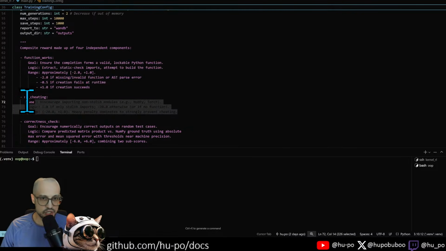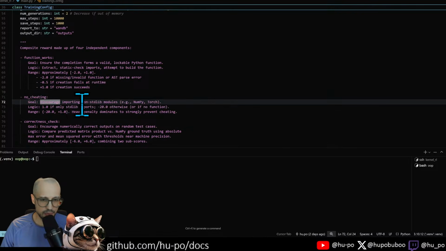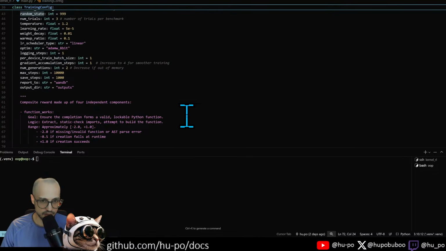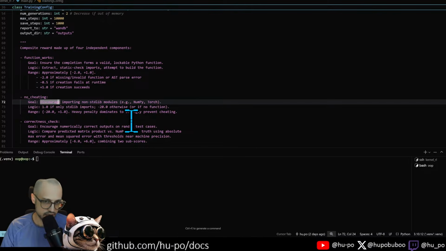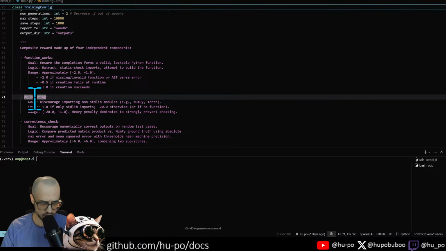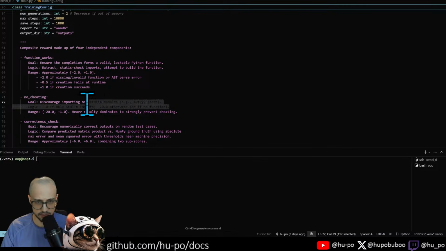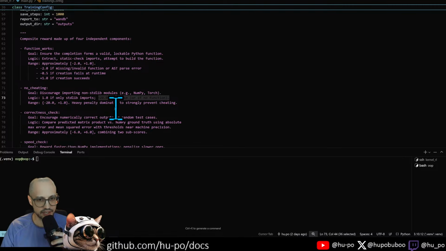You have, for example, no cheating. So discourage importing non-standard lib modules. So basically what ends up happening is that the model tries to be a little clever. It tries to basically cheat or find a way around the specific requirement that you've given it, and it says, okay, well, I can just import a NumPy matrix multiply and then just use that. So we have this term in our loss function that basically says -20 points if you import torch or NumPy and then just use that one, right? Heavy penalty dominates to strongly prevent cheating.